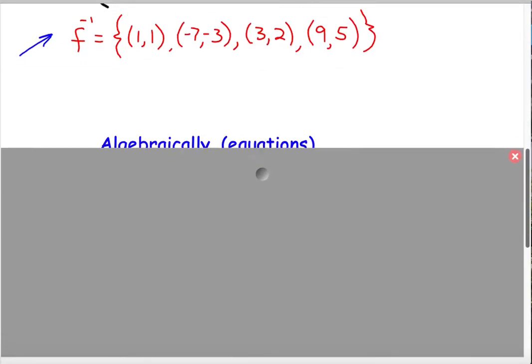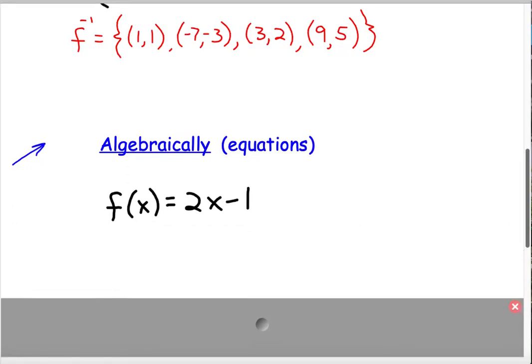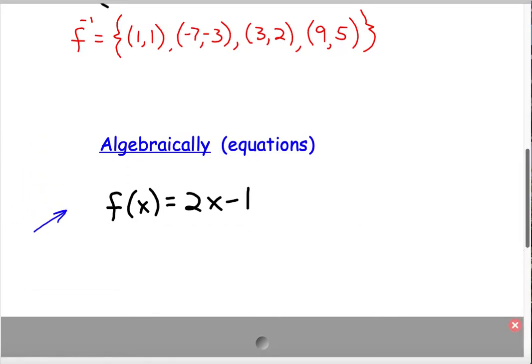What other representations? How about algebraically? What if we have equations? So for example, f of x is equal to 2x minus 1. Well, first thing you need to do is, instead of writing function notation, let's write this as y equals 2x minus 1. And if I'm switching inputs and outputs, normally x is the independent variable and y is the dependent variable, because y depends on x. We're going to flip those.